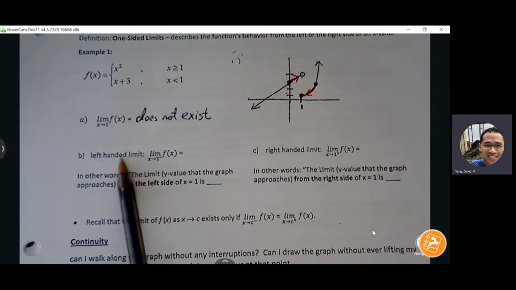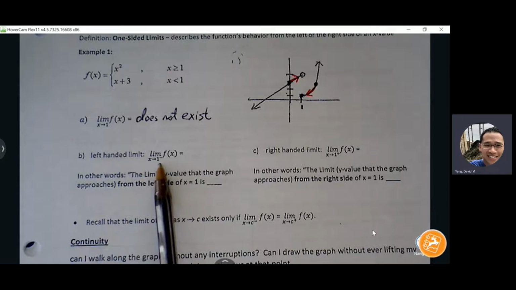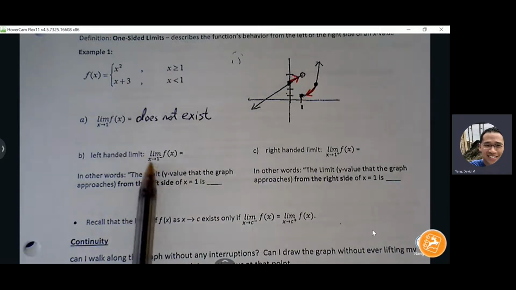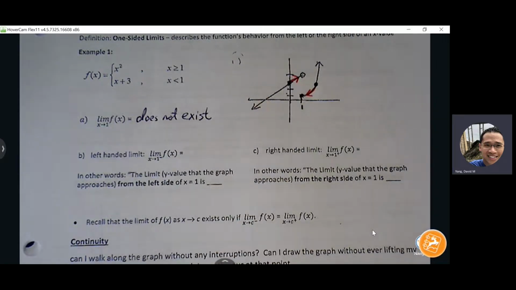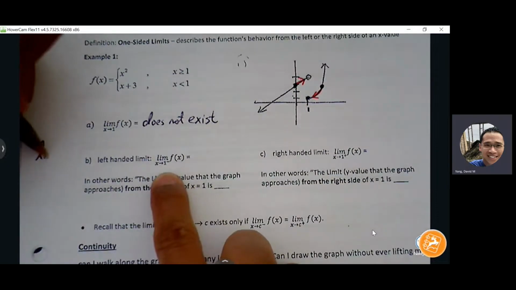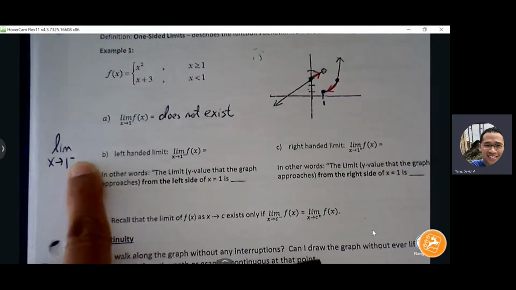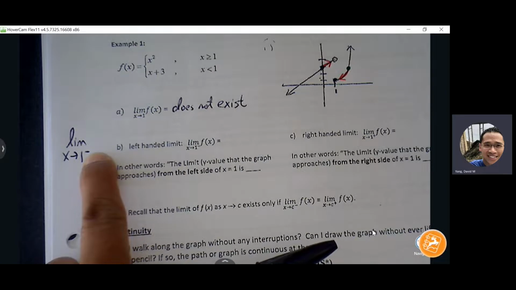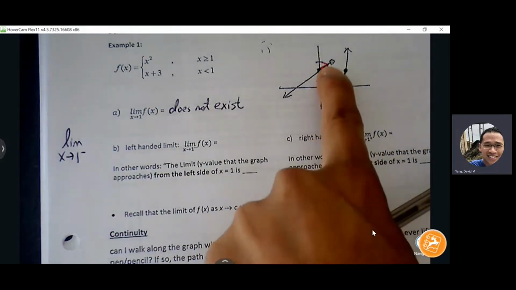So the first is this notation of a one-sided limit. This is a left-handed limit. It's not a true limit. It's just basically telling us where the arrow is headed from the left side of our target. So whenever you see this notation here, limit as x approaches 1, you see that negative notation there. That just means that I'm approaching my target from the left side of my target. So it's basically what this arrow is doing, right?